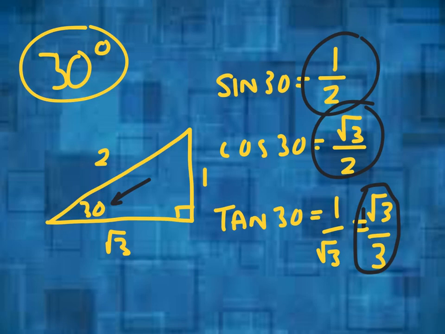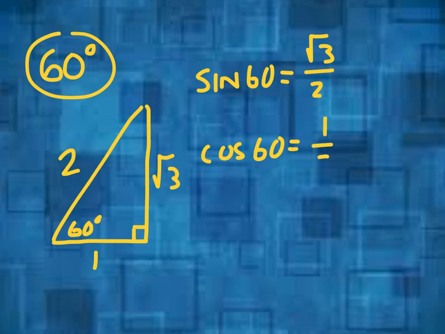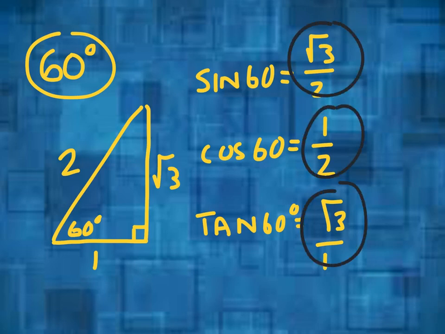Let's look at one more, the 60-degree angle. So let's label the short leg a 1. That makes the hypotenuse a 2 and the long leg a root 3. If we were to do sine of 60 degrees, it would be root 3 over 2. If we were to do cosine of 60 degrees, it would be 1 over 2. And if we were to do tangent of 60 degrees, it would simply be root 3 over 1, or root 3. These values don't need to be simplified at all. They are in their current or easiest form, and again are very key values.